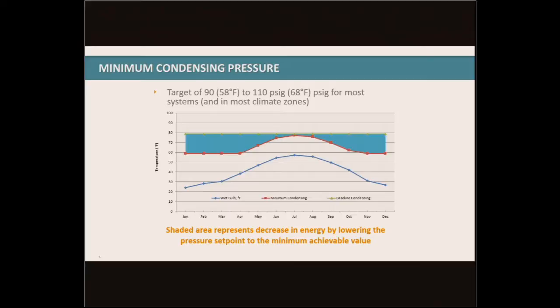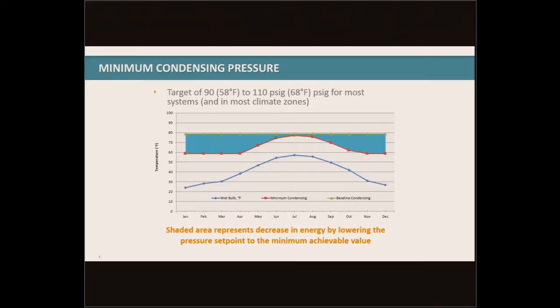Now, if we're able to reduce our condensing pressure set point from the green line down to the red line, which is going to be right around 58 degrees, somewhere around 90 pounds with an ammonia system, the shaded blue line is the savings that we're going to achieve, and the savings is going to be directly related to our compressor savings. Note that we're reducing the condensing pressure set point to achieve savings on our compressors, which are going to be the largest energy consuming system in the refrigeration system.